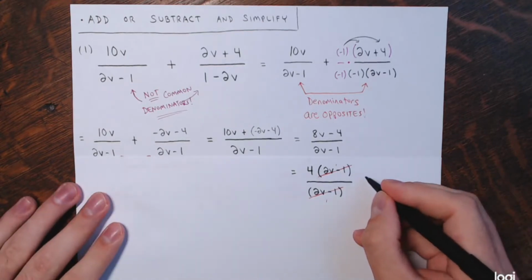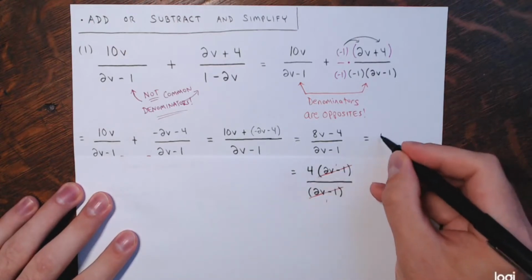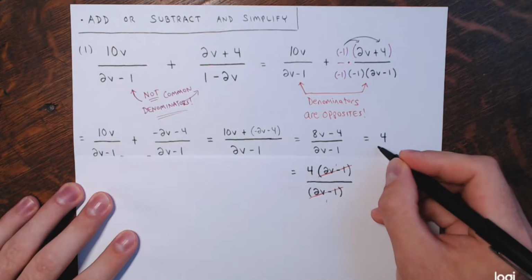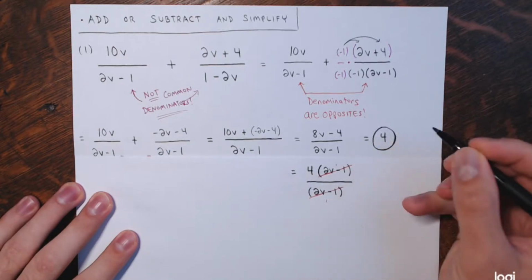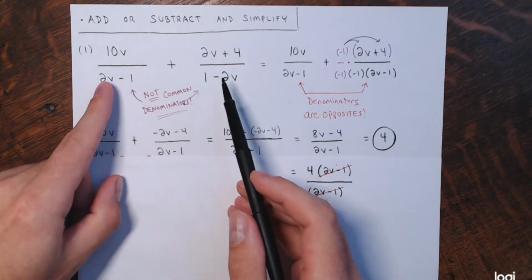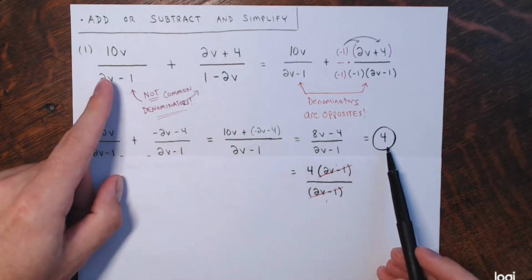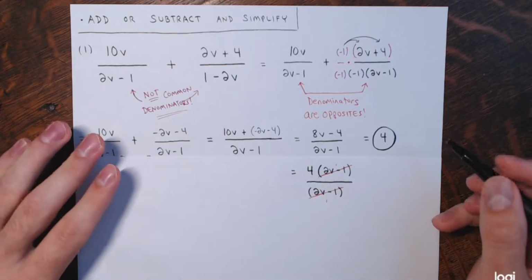So all I'm left with now is 4 in the numerator, 1 in the denominator. So this is 4. So this fraction plus this fraction will be equal to 4 all the time, no matter what you plug in for v, except one value.